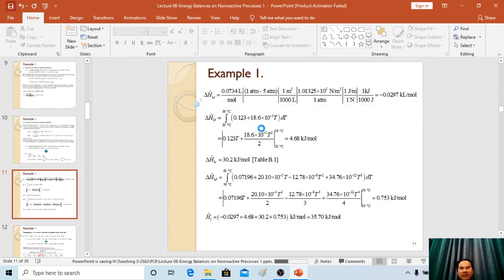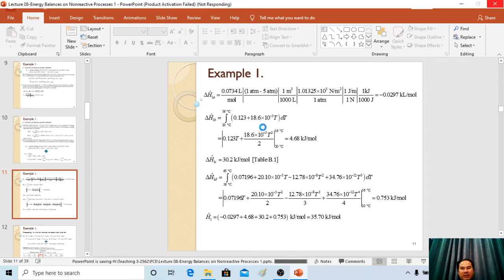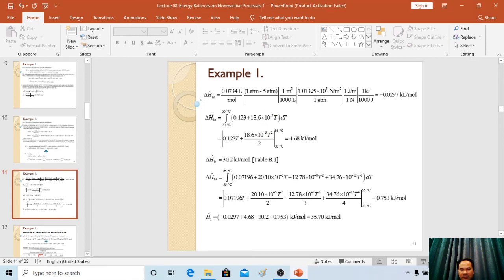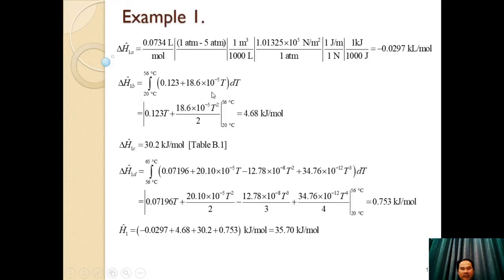And then the second term is the integration from 20 to 56. And then you substitute Cp of liquid phase. Get this term. After integration, you get this term. And you substitute the value from 20 to 56, you get the answer.